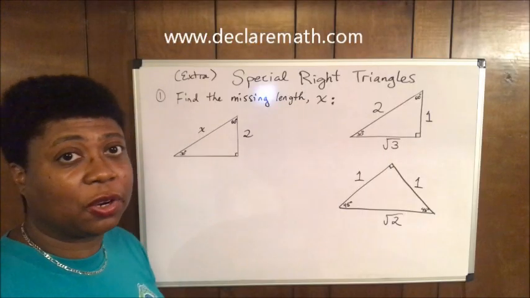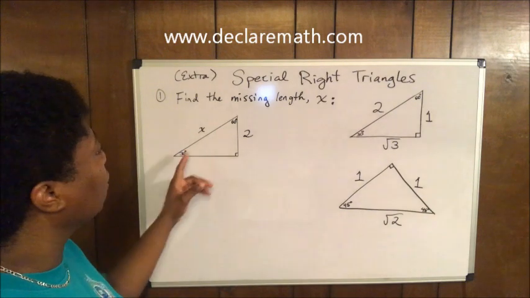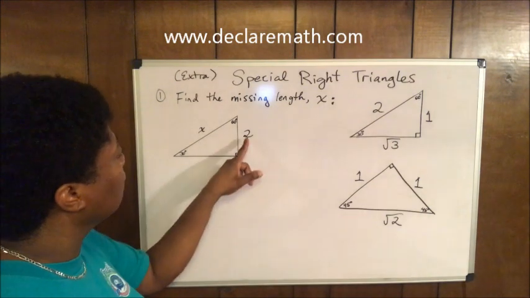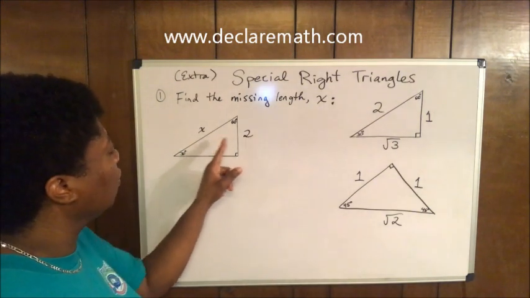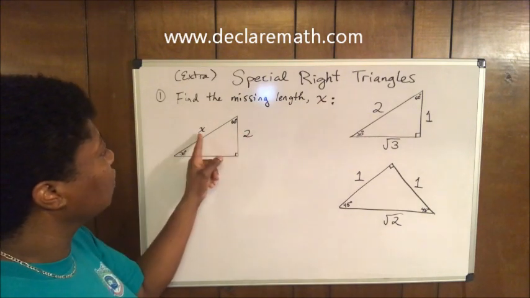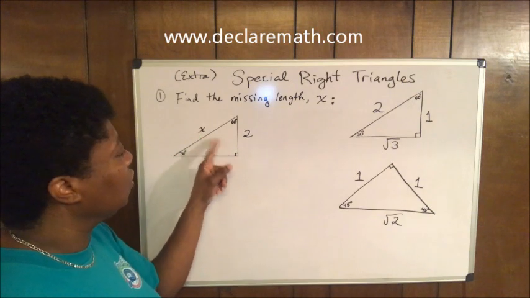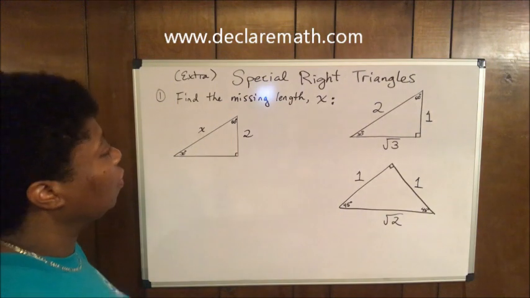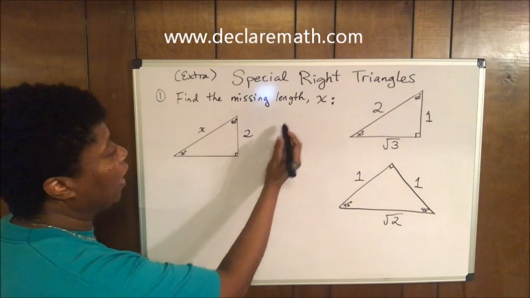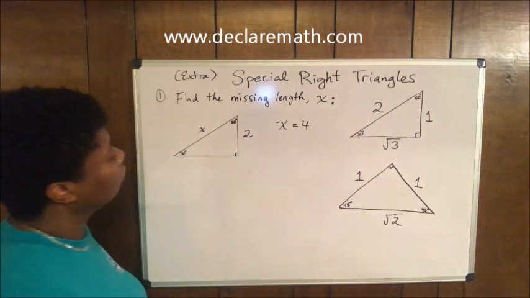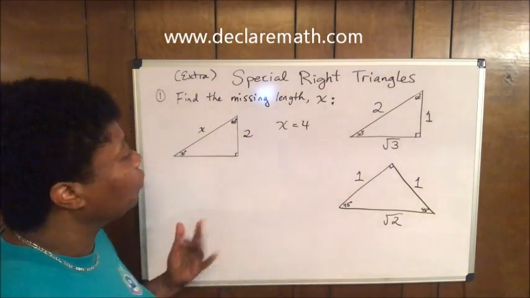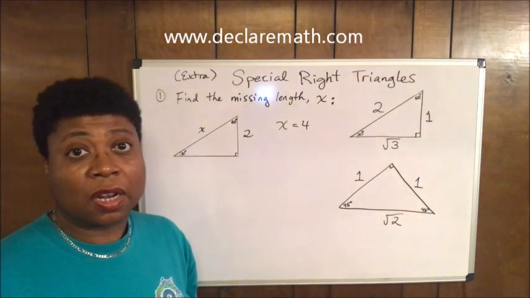Okay, in our first example here, we're given a 30, 60, 90 special right triangle, and we are given the side opposite of the 30-degree angle as 2, and we are asked to find the missing length x, which is opposite of the 90-degree angle. Actually, the answer is x equals 4. I can look at it and tell, and you're like, why? Well, the answer is you need to set up ratios.